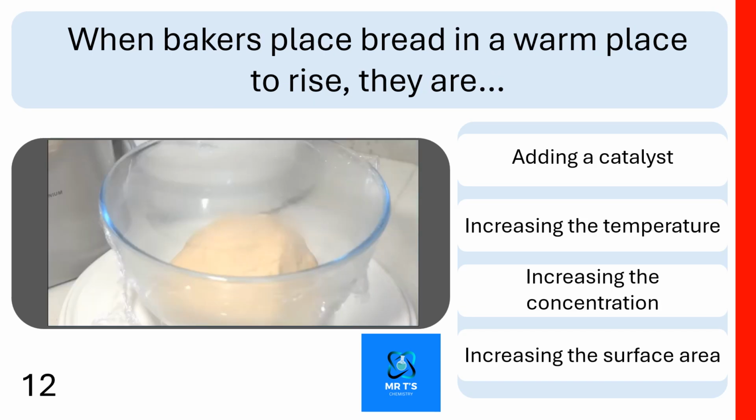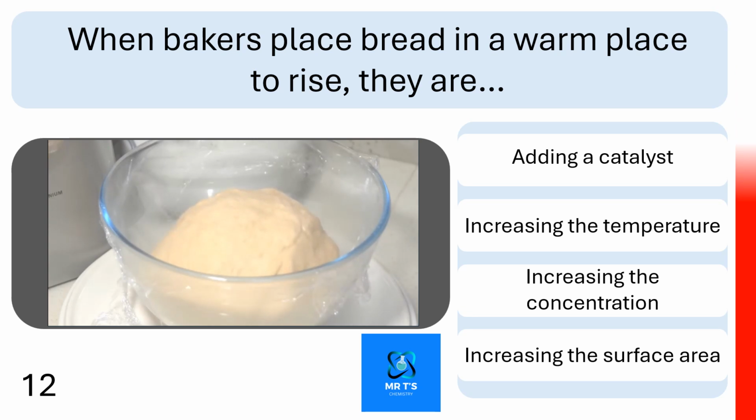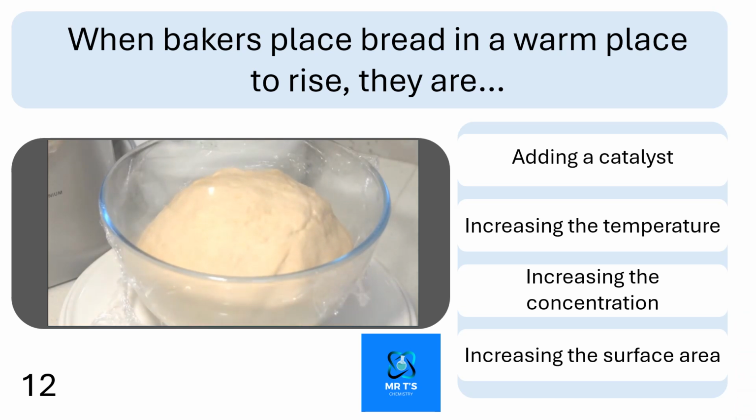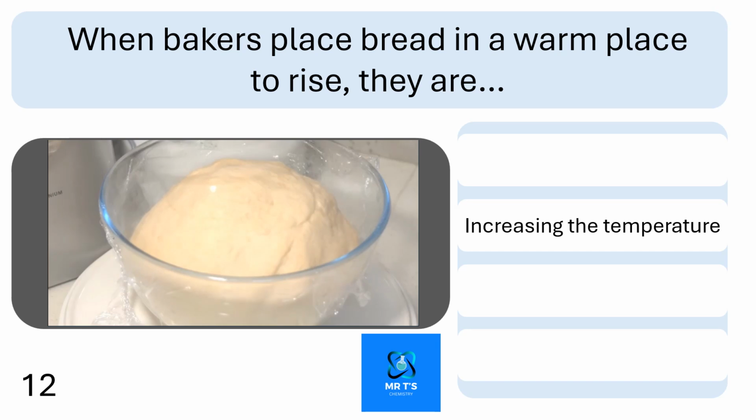When bakers place bread in a warm place to rise, they are adding a catalyst, increasing the temperature, increasing the concentration, or increasing the surface area. Of course, in this case, what bakers are doing is they're increasing the temperature. That will make the particles have more kinetic energy. They will collide more frequently, and because they have more kinetic energy, more of their collisions will be successful as well. And that increases the rate of carbon dioxide produced, and therefore the rate that the bread expands.